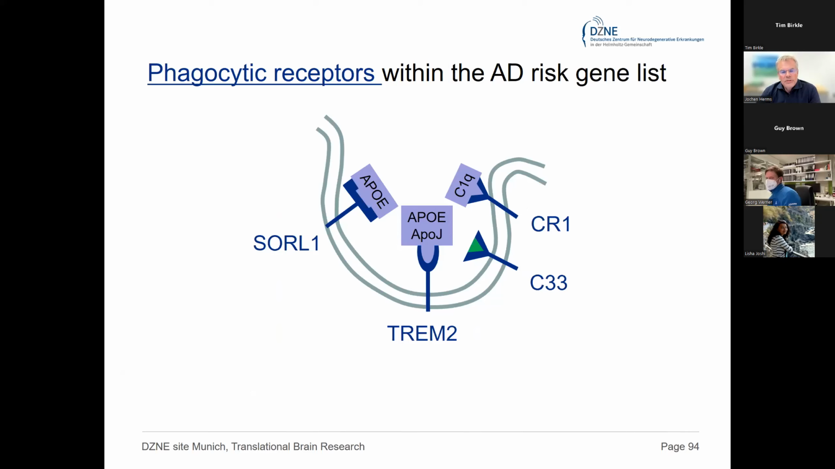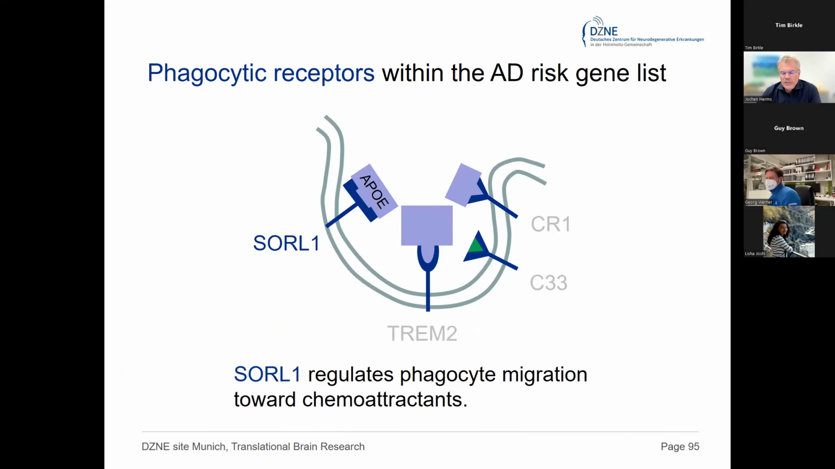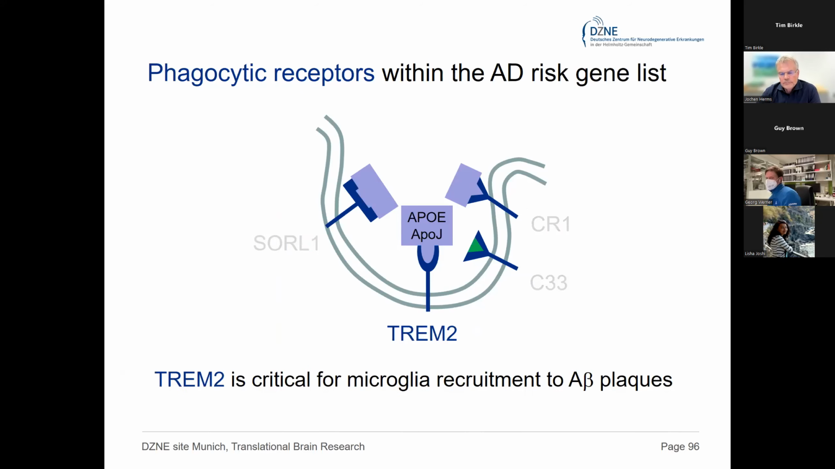So what do we know about the phagocytic receptors on the AD risk gene list? There's SOL1, TREM2, CD33, and CR1. SOL1 actually regulates phagocyte migration towards chemoattractants, which is very important in microglia function. And TREM2 is critical for microglia recruitment to A-beta plaques.